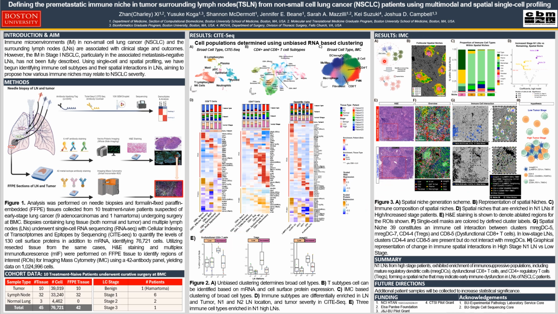So in the IMC, after we've identified the finer cell populations, we use a neighborhood analysis where we expanded a certain distance, in this case 20 micrometers, from the cell's center to identify what cells are in the vicinity of the cells. And using this approach, we've developed these immune spatial niches.